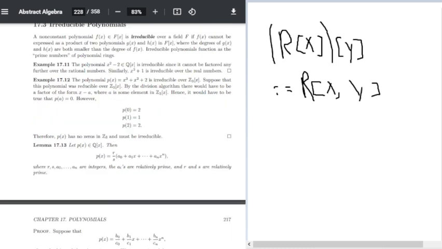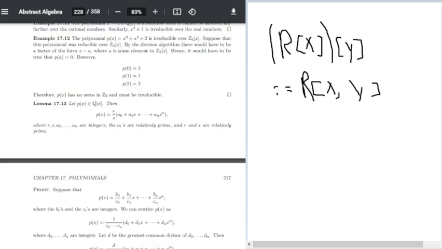Oh man. All right, Lemma 17.13. Let p of x be in Q of x. Then p of x is equal to r over s times a naught plus a1 x plus all the way on to plus an x to the n, where r, s, a naught all the way to an are integers, the ai's are relatively prime, and r and s are relatively prime.